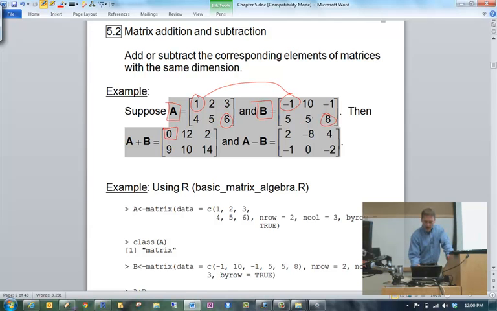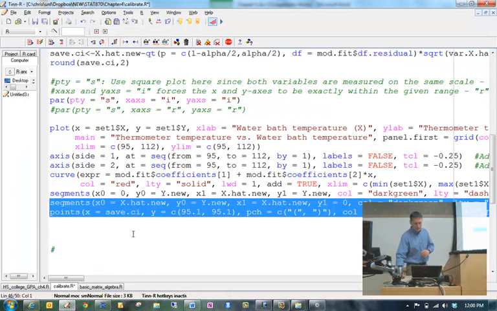6 plus 8 is 14. And you can do a similar thing with subtracting matrices. Let's talk about how we can do this in R now.